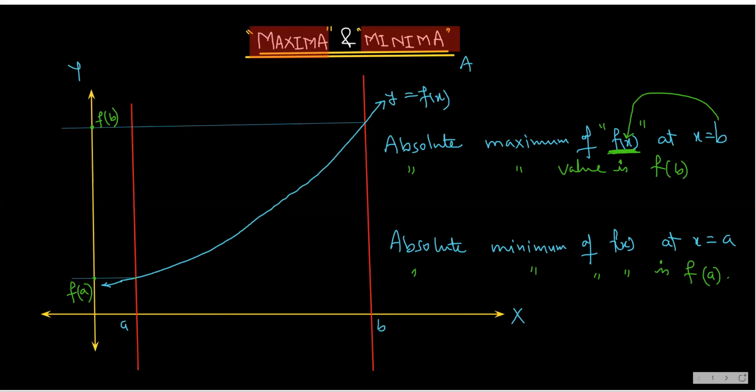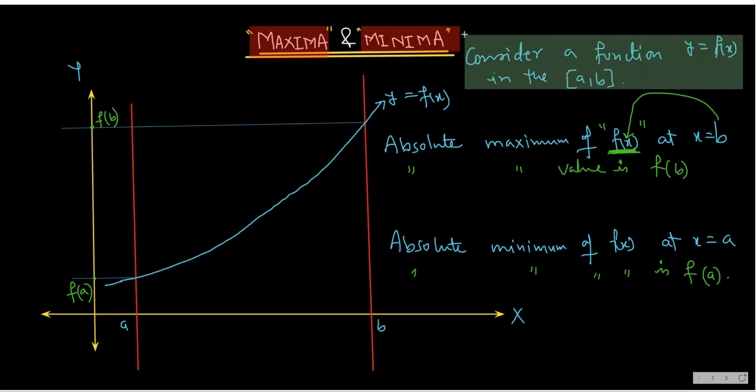I can write here, consider a function y equals f of x in the closed interval A to B. Now when I write like this, remember, I'm not concerned about the function beyond this interval. That is, before x equals A, what is happening to the function, and after x equals B, I'm not concerned about it.